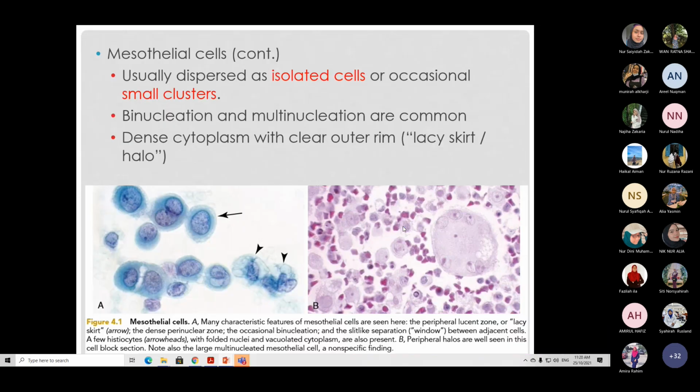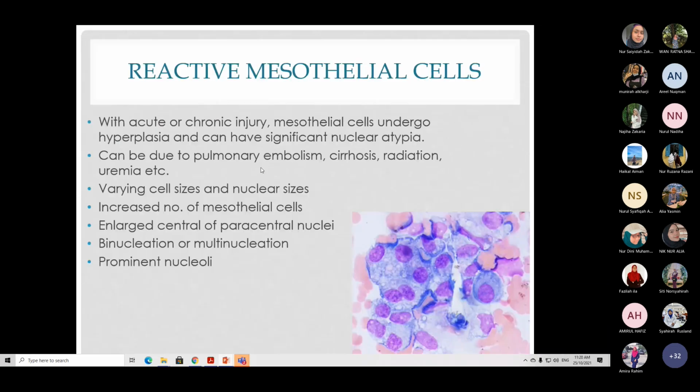Because you know already what the normal cells look like. So for reactive mesothelial cells, the cells vary in cell size and nuclear size. Okay, and there is an increased number of mesothelial cells. Of course the number may be double or triple. It has enlarged central or paracentral nuclei. It also has some characteristics like the normal one just now, binucleation and multinucleation still there, but it has prominent nucleoli. Prominent nucleoli.